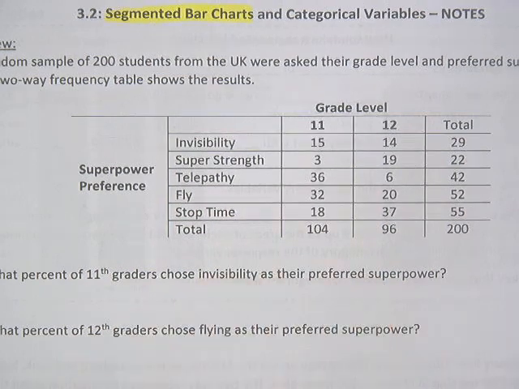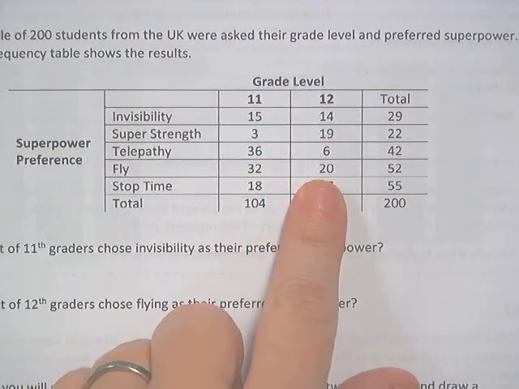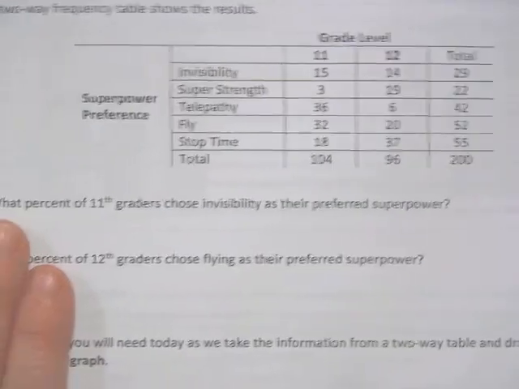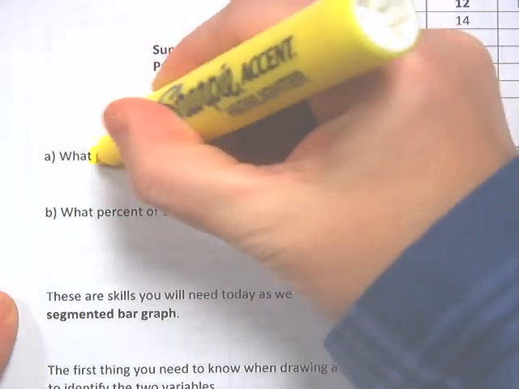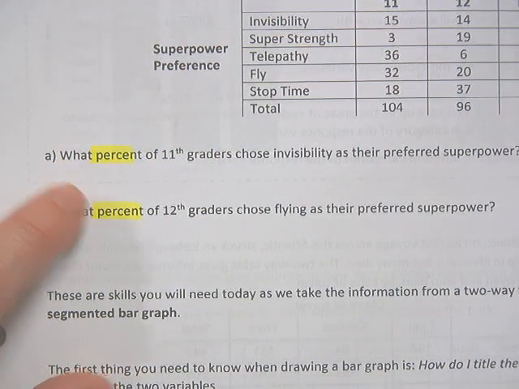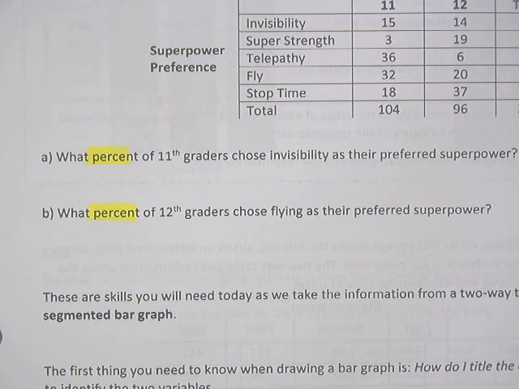So let's read this little review problem, see if we can answer these. A random sample of 200 students from the UK were asked their grade level and a preferred superpower. The two-way frequency table shows the results. So we have their grade level, whether they're 11th or 12th grade, and then what superpower they chose. Part A says we want to always be mindful of what the form of our answer needs to be in. So these are asking for percents.